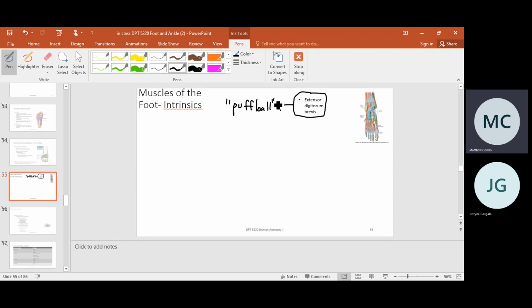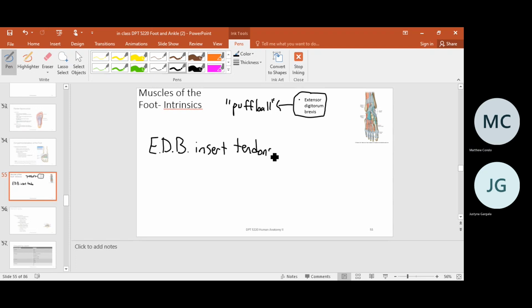Now, what extensor digitorum brevis is going to do is, it comes off of the superior lateral surface of the calcaneus, and goes down to the sides of the tendons of extensor digitorum longus, right? So extensor digitorum brevis, we're going to call that EDB, is going to insert into the tendons of EDL.